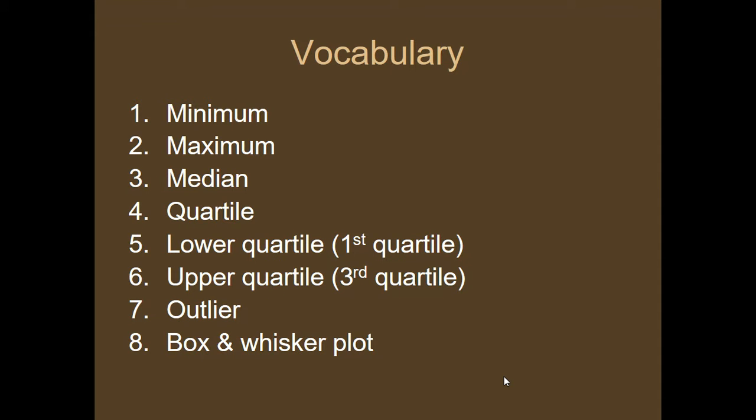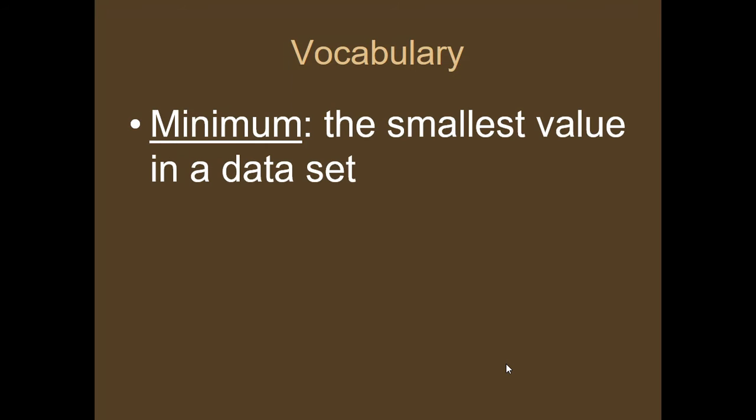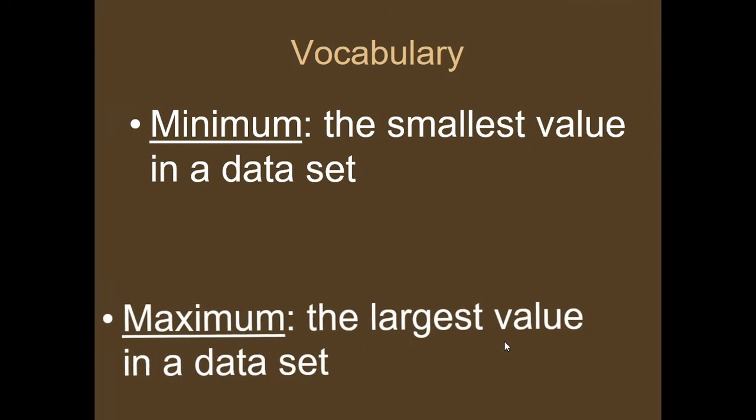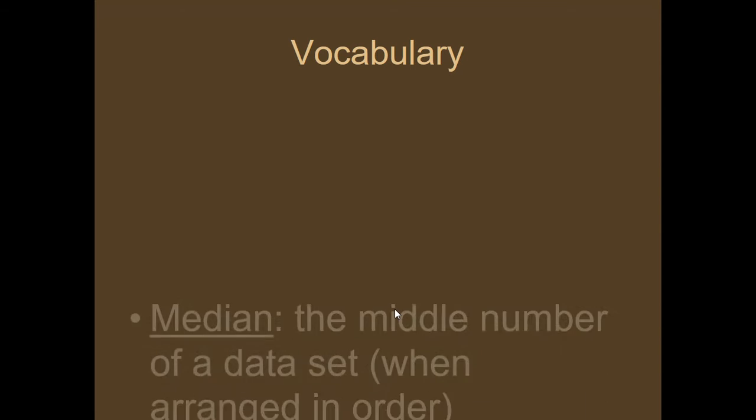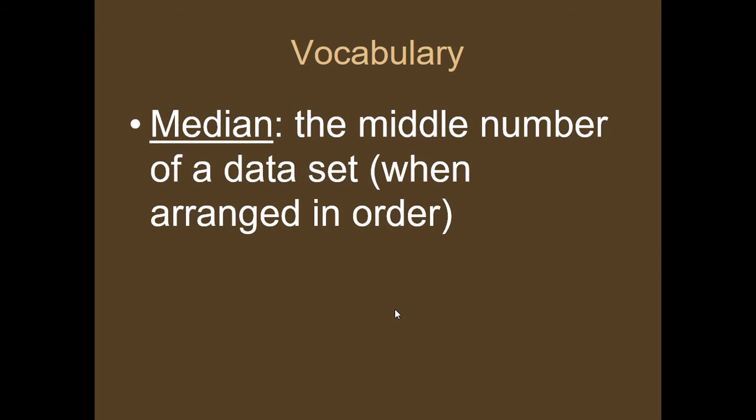All right, so the vocabulary, you need to be able to find the minimum, which is the smallest number on your list, and you need to be able to find the maximum, which is the largest number on your list. Sometimes these are called the lower extreme and the upper extreme. We know them as max and min, or min and max. The median we've been studying for a couple days now. It's the middle number when you arrange the data in order.